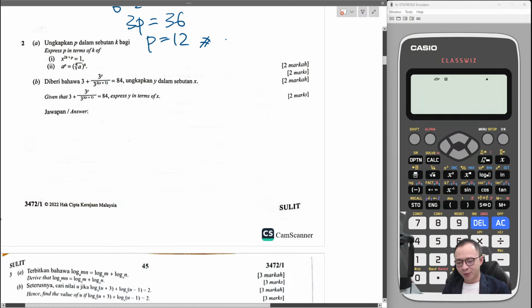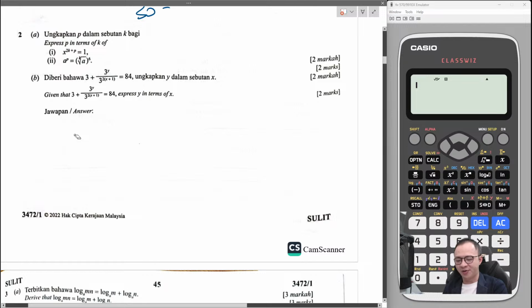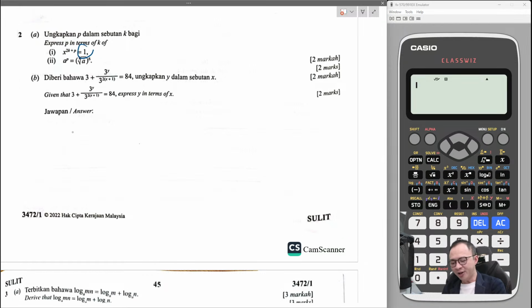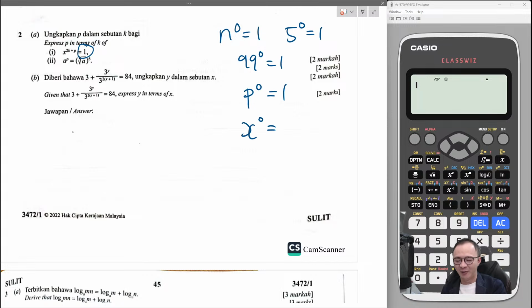Okay, number 2, the 2-mark question, is sort of a bonus mark question. But over here, you need to memorize that 1 is basically a magical number. Means what? Any number power of 0, you get 1. 5 power of 0, you get 1. 99 power of 0, you get 1. P power of 0, you get 1. X power of 0, you get 1. So you can see 1 is a magical number here.